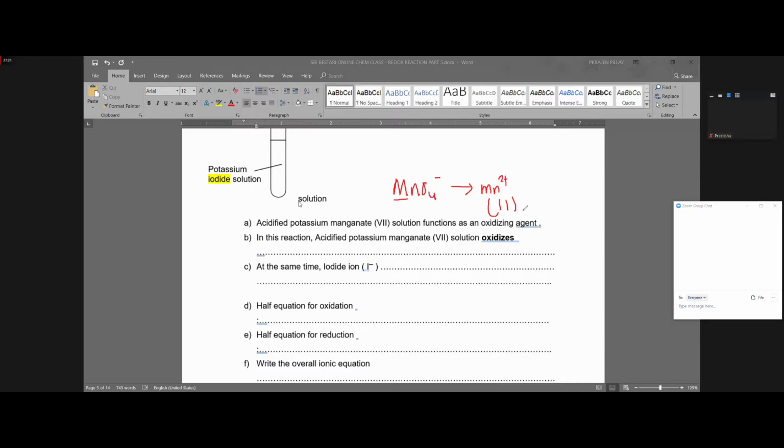All right. This oxidizes, this will reduce. Manganate 7, put Roman numeral 7 ion, to become manganese 2 ion.